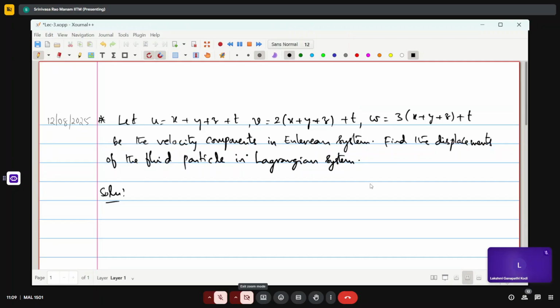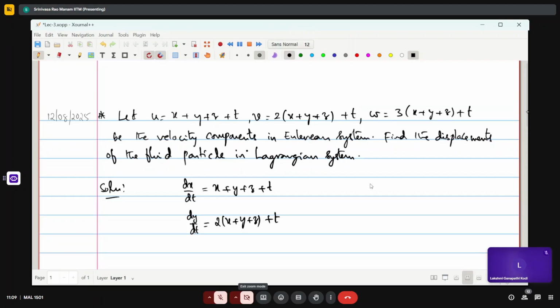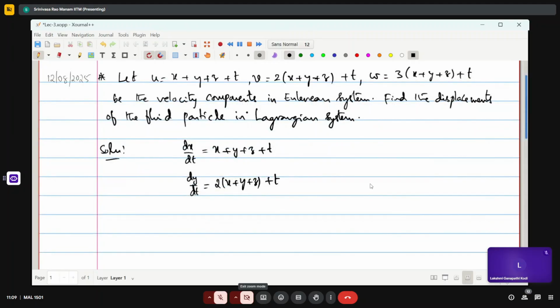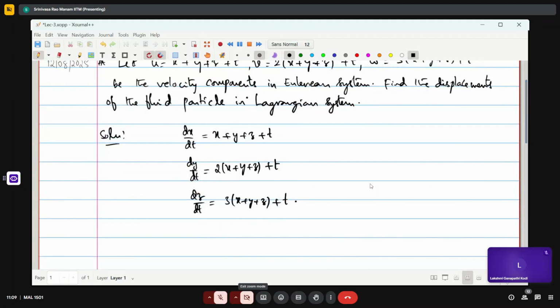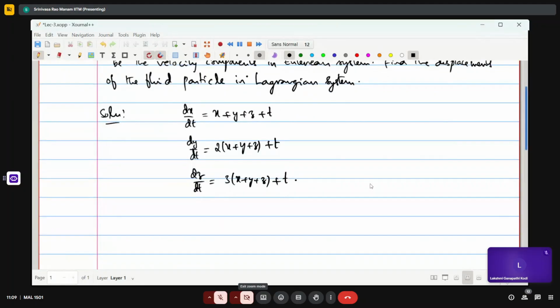So how to solve this is the same way. Put u equal to dx by dt and write those differential equations. Similarly, dy by dt equals 2 times (x plus y plus z) plus t, dz by dt equals 3 times (x plus y plus z) plus t. So how do you solve this system?